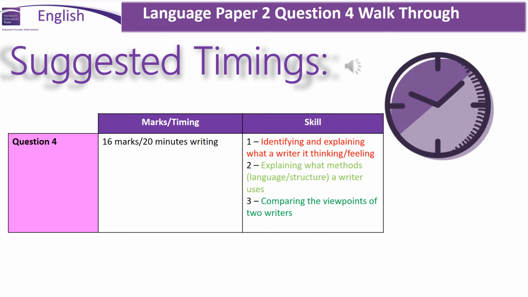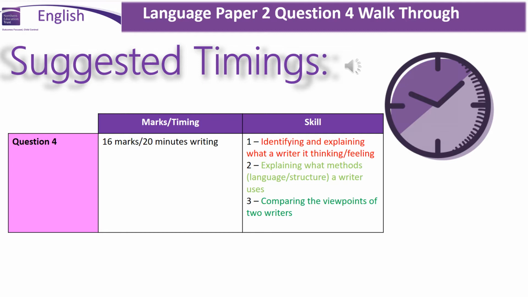It's the highest scoring reading question in paper 2, and we can't sacrifice timing on this question because there are 3 skills that you must do. The first thing is that you must identify and explain what a writer is thinking and or feeling. The second thing is you've got to explain what methods a writer uses. In my experience, pupils normally tend to explain language and do that pretty well, but you can bring in structure if you like. And thirdly, you've got to compare the viewpoints of 2 writers.